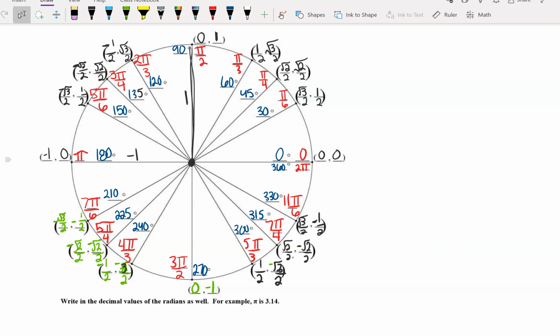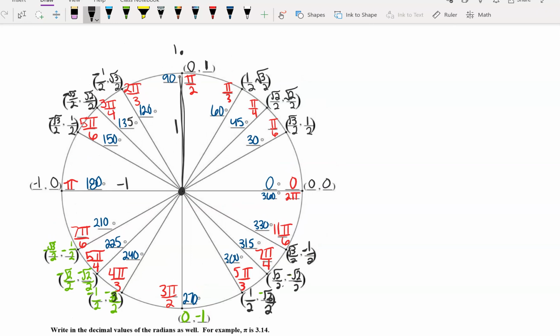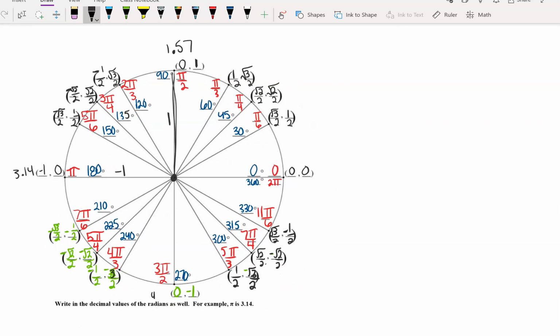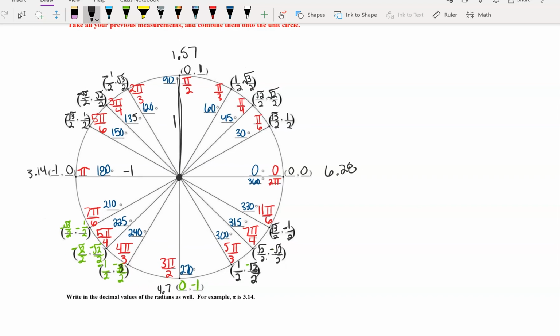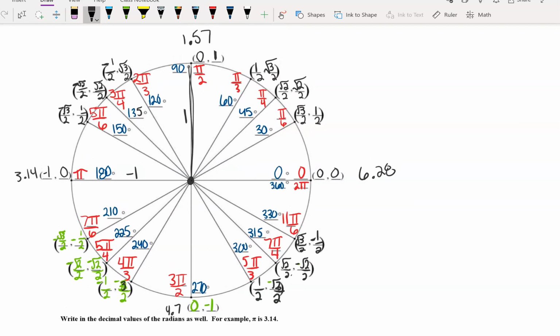So pi over 2, the top one up there, I'm just going to type that into my calculator. Pi divided by 2 is about 1.57. Pi is 3.14. And then 3 pi over 2 is about 4.7. And 2 pi is about 6.28. And those are kind of good things to know for future problems, but it's not something that you're going to need to know every day.